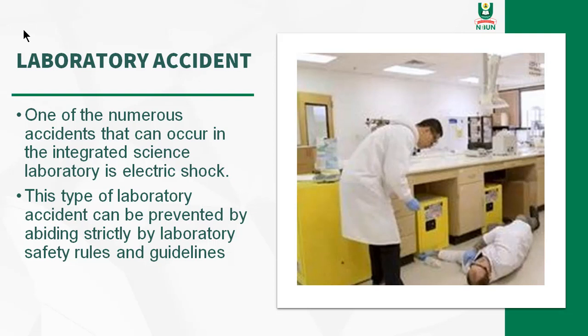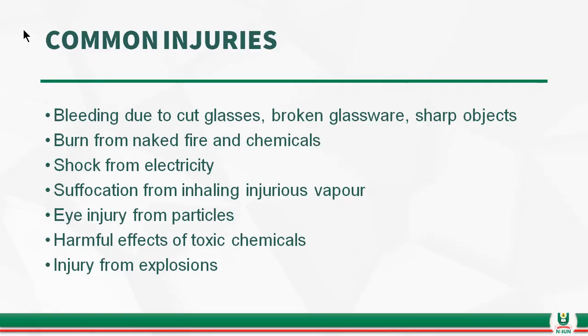Laboratory accidents occur. We have said that one of the numerous accidents that can occur in the integrated science laboratory is electric shock. This type of laboratory accident can be prevented by abiding strictly by laboratory safety rules and guidelines. And this is not only for electric shock. For any type of accident, they must be prevented, and to allow students to work amicably in the laboratory.